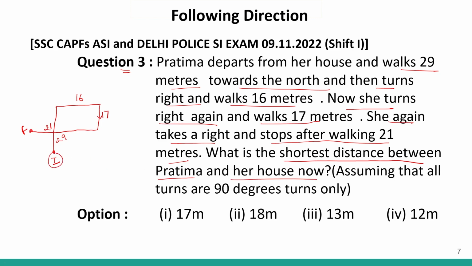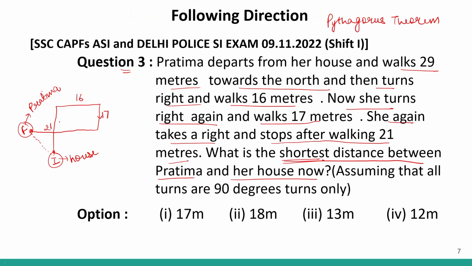So the initial position was the house. This is the final position of Pratima. So we have to find the shortest distance. Now, whenever we find shortest distance, I told you that we use the concept of Pythagoras theorem. So let us apply it over here. We have to find this distance.